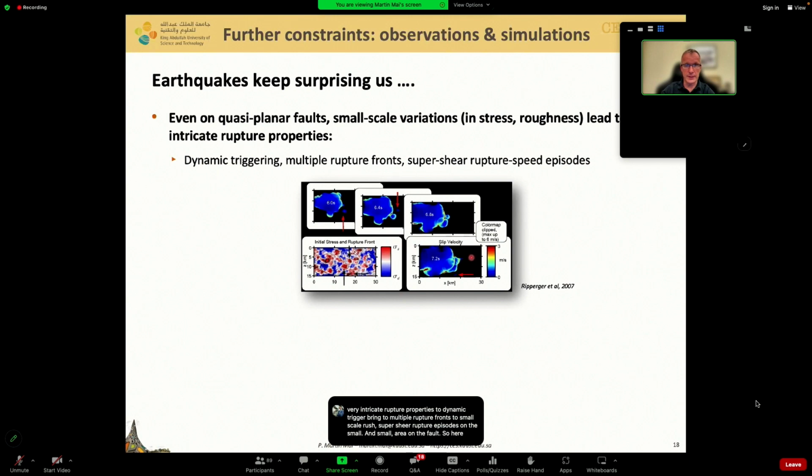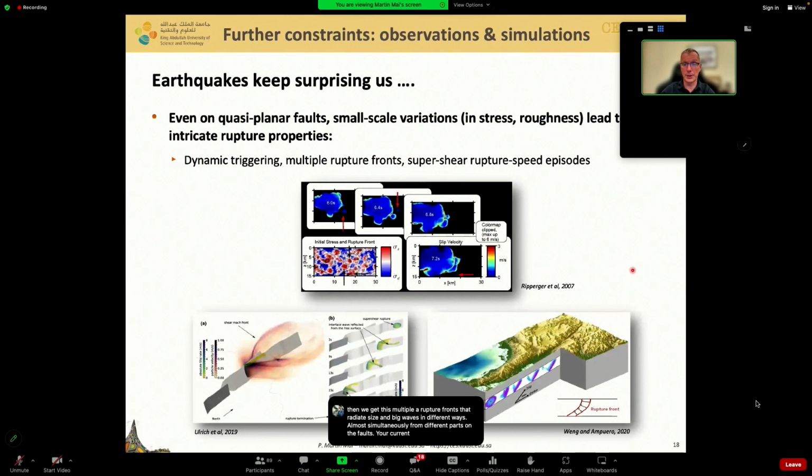So here's just an illustration of that from some previous work with Ripberger et al. We see rupture nucleates here way ahead of the main rupture front, eventually coalesces, and then we get these multiple rupture fronts that radiate seismic waves in different ways, almost simultaneously from different parts of the fault.